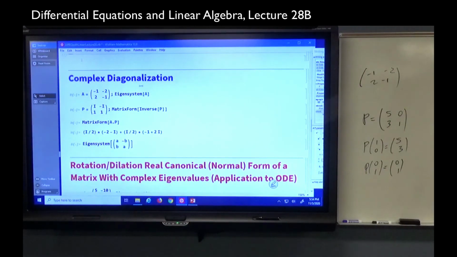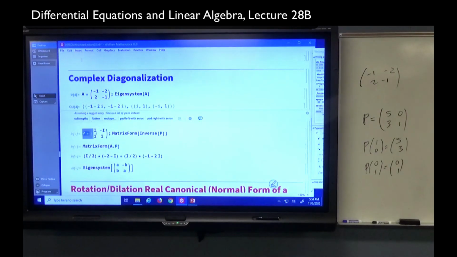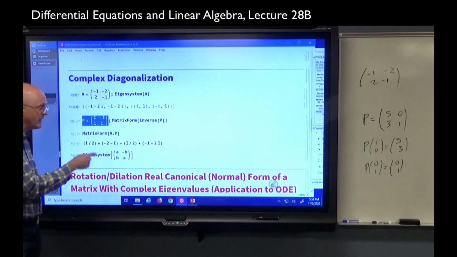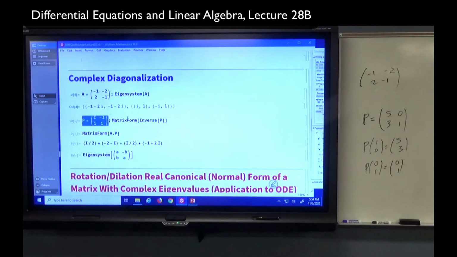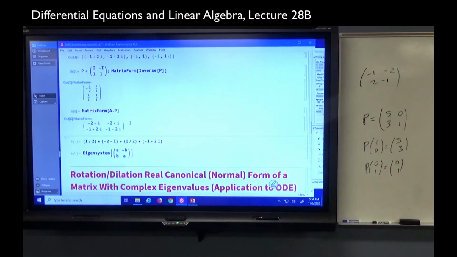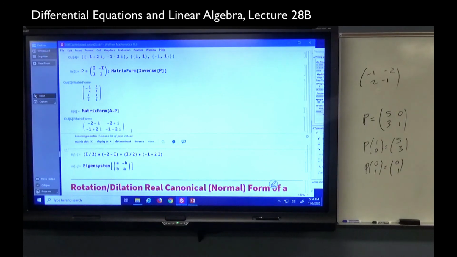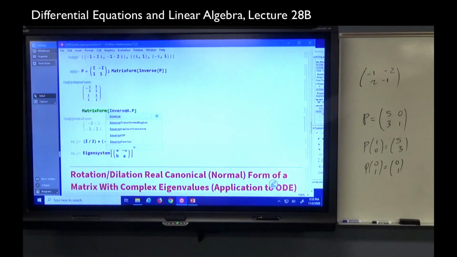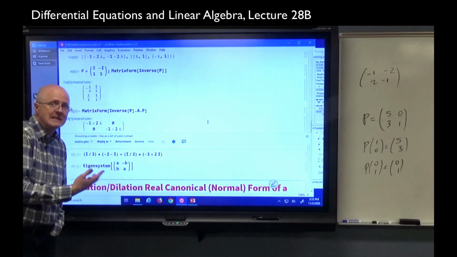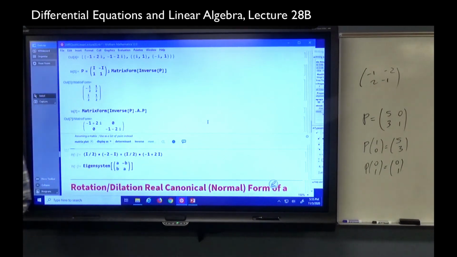We could also have Mathematica do the complex diagonalization. The eigensystem of A is this. If I make P to be that complex matrix, I, negative I, 1, 1, you've got to use a capital I in Mathematica, then the inverse can be found. This is what we got. We can compute A times P and ultimately compute the inverse of P times A times P and get a diagonal matrix. Again, that's interesting to round out the theory, though we're not going to use it.